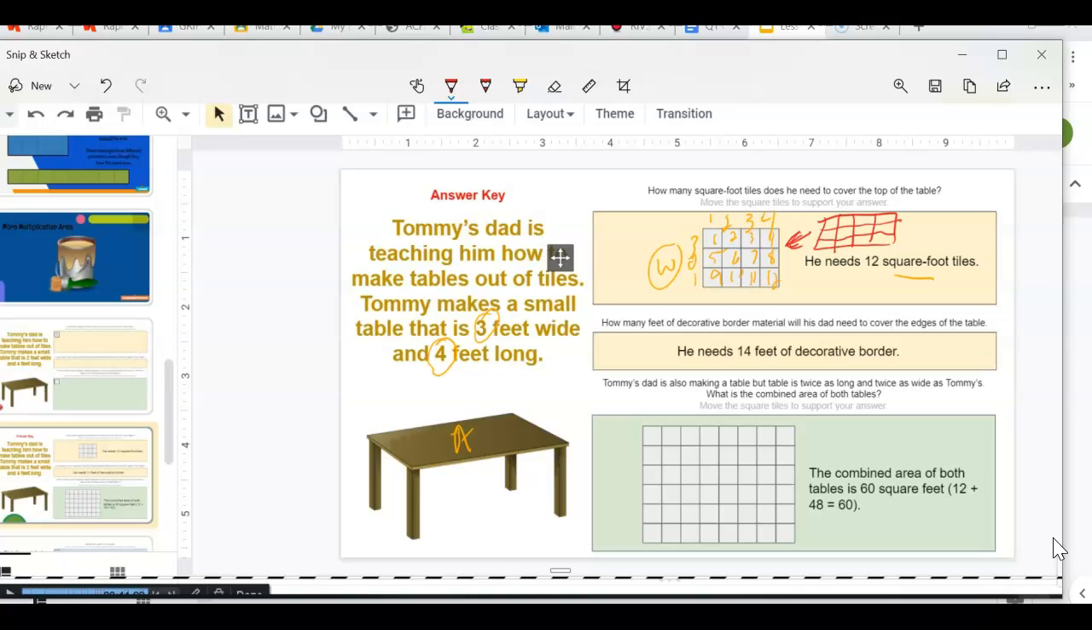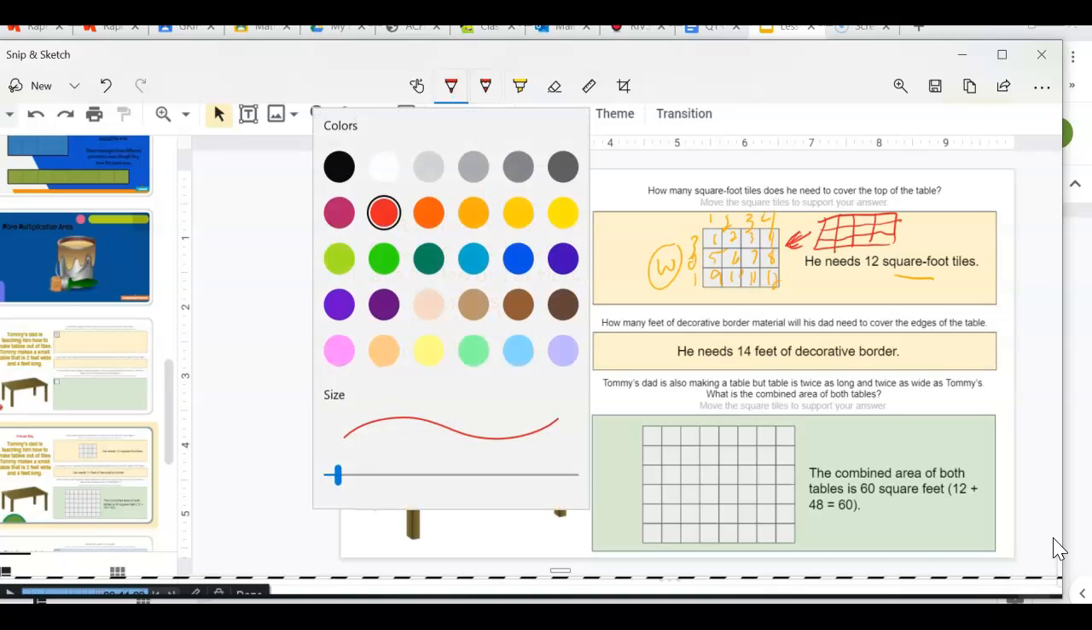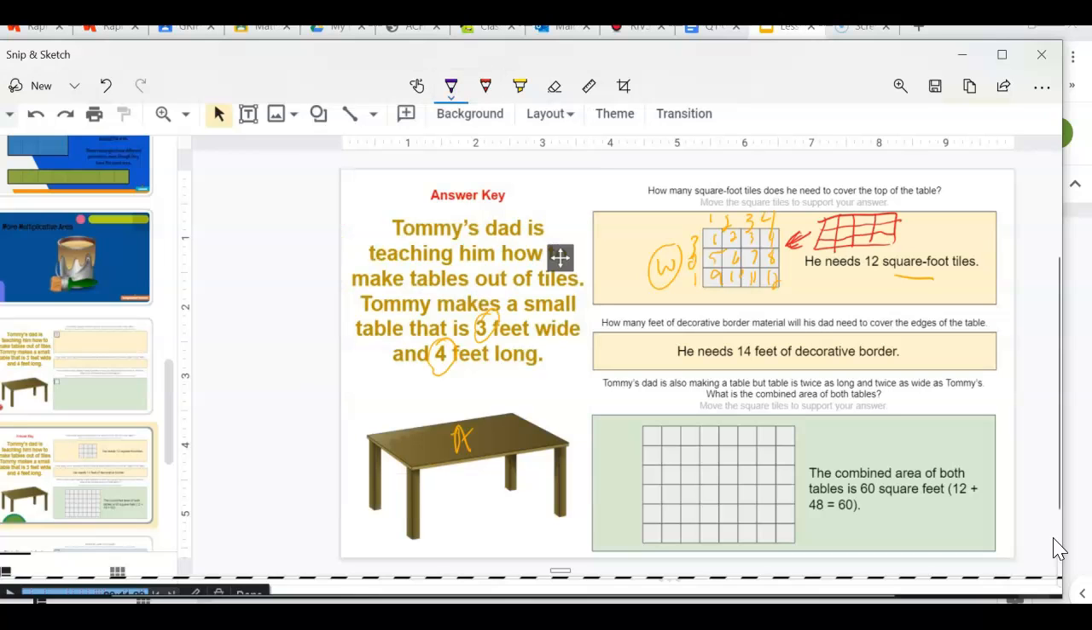And when we move down to the bottom, how many feet of decorative border material will his dad need to cover the edges? So we talk about the edges of it, and this is where our numbers on the outside are going to come in. We're talking about the perimeter. So we got, again, 1, 2, 3, 4. We got 1, 2, 3 over here. It's going to be the same on this side. 2, 3 over here, and you got 4 over here. So we're going to add those all up.